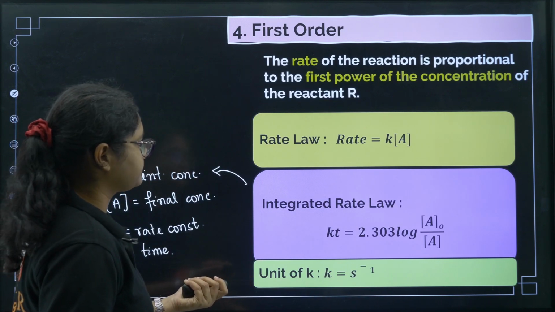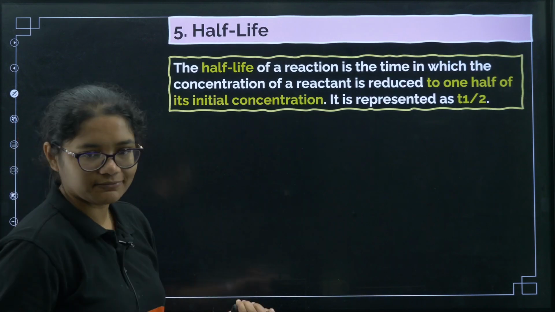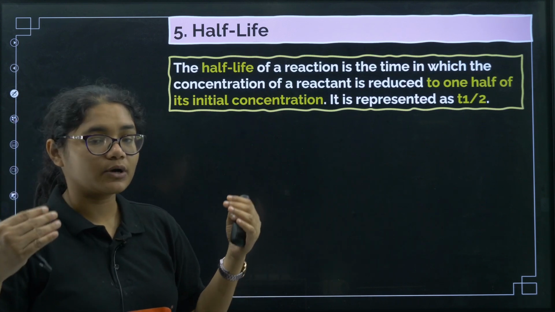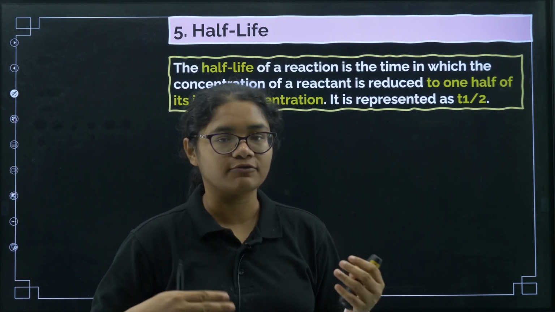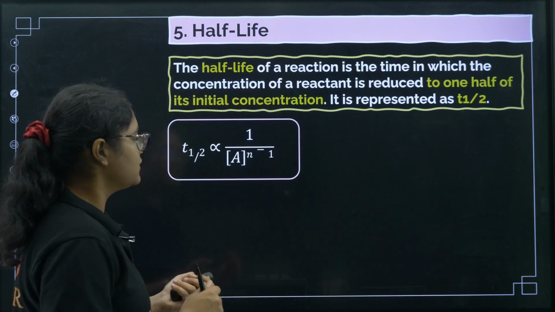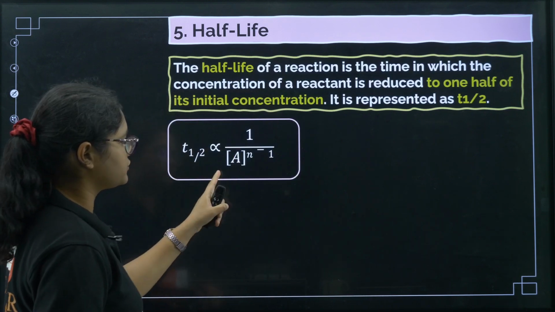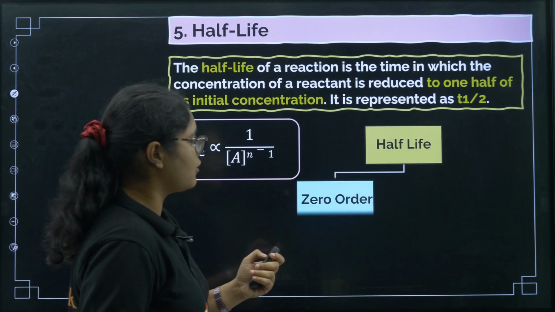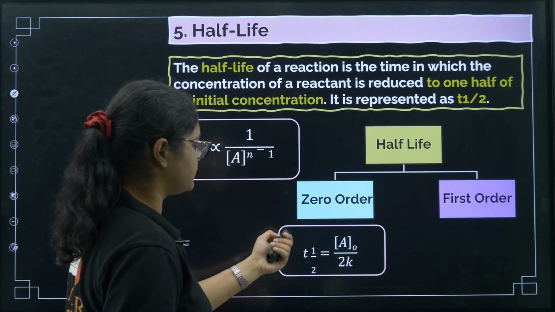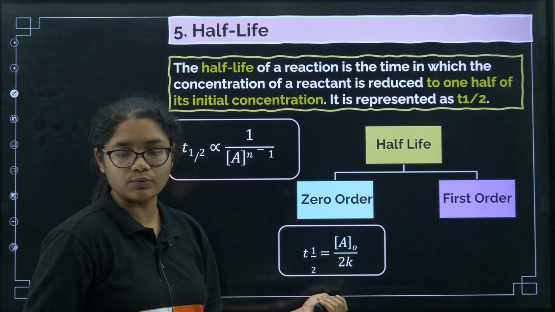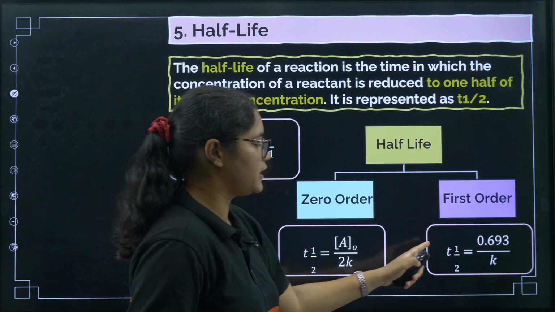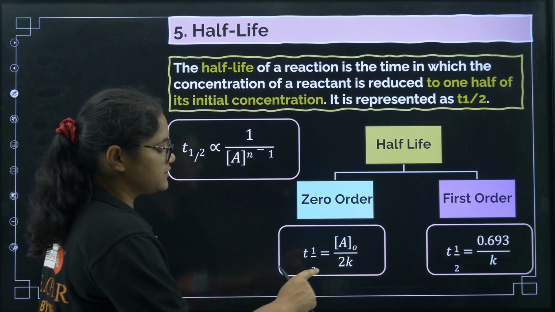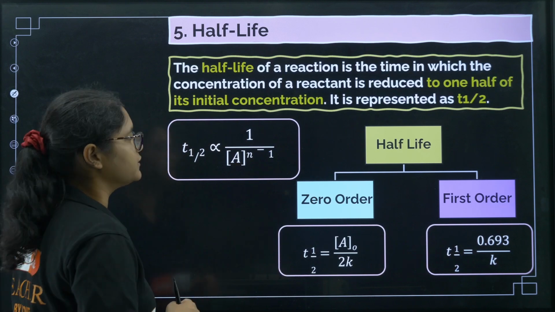Now we'll go to half-life method. So all of you know what is half-life, the time taken for the reaction to complete to half of its initial concentration, right. So T half is always proportional to A to the power of n minus 1. Next, T half of 0th order and first order. For 0th order the formula is A naught by 2K, and for the first order the formula is 0.693 by K. Where again A naught is your initial concentration, K is the rate constant.